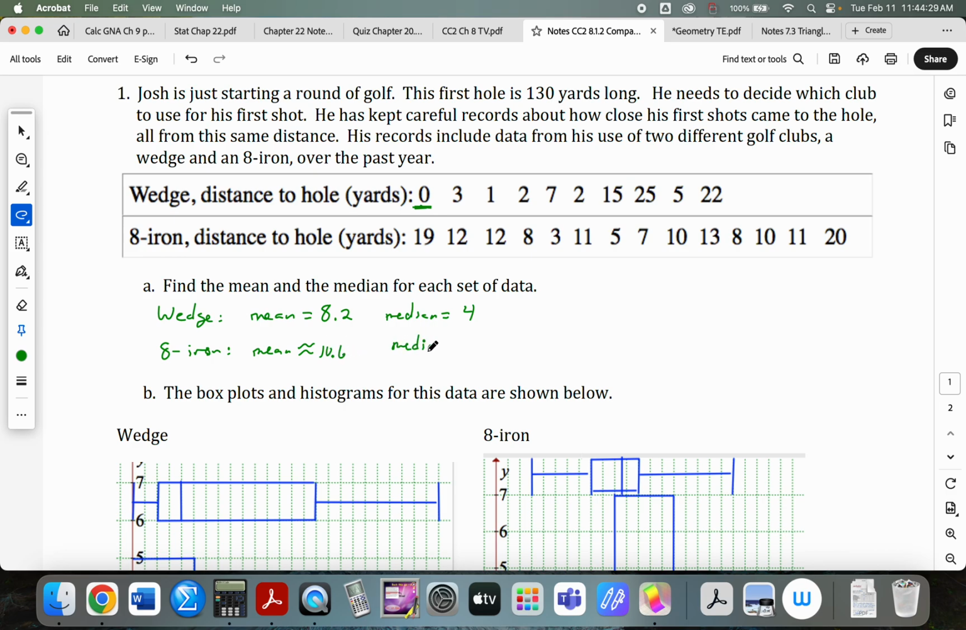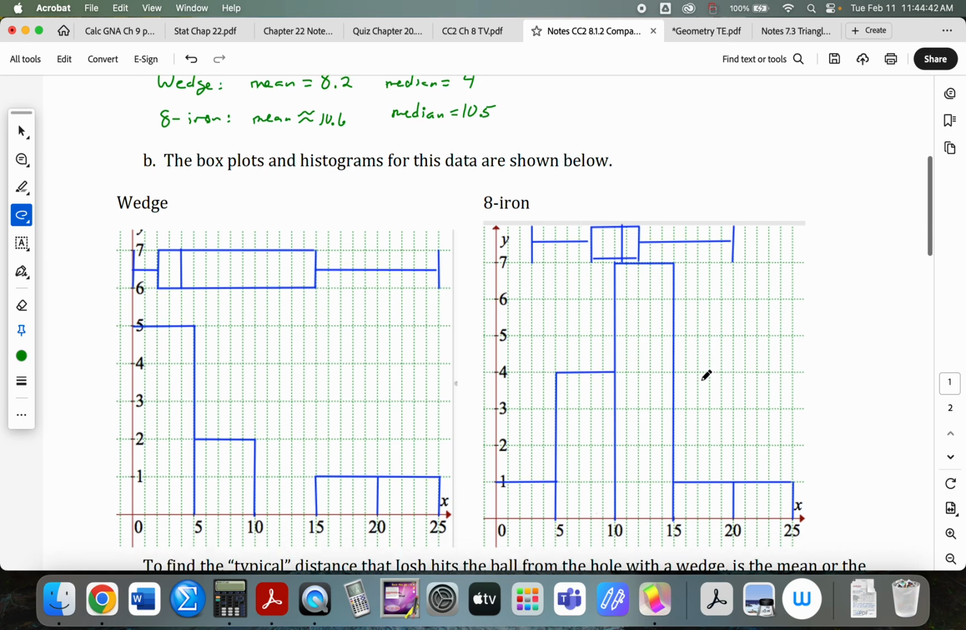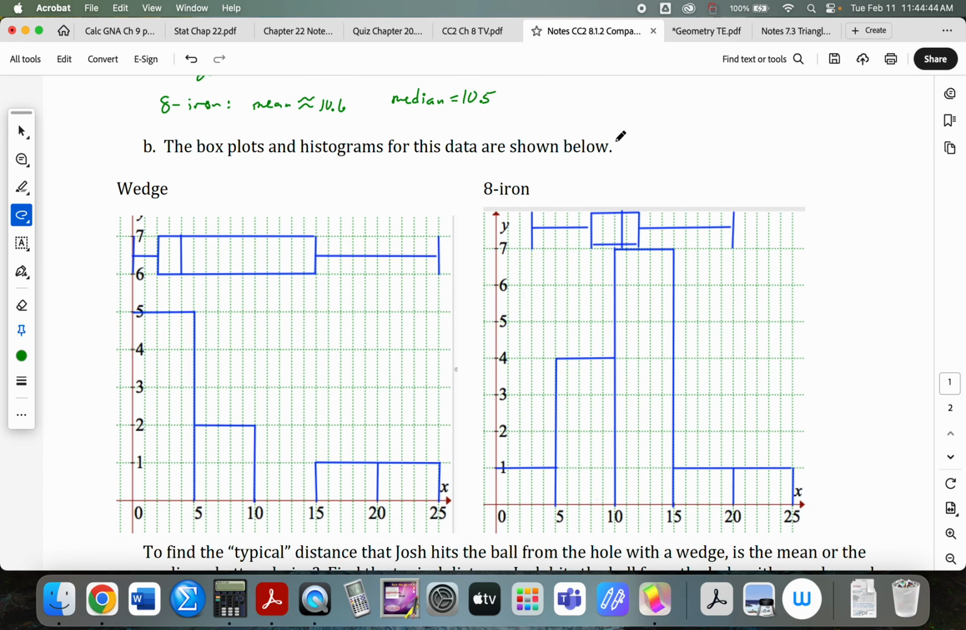All right, how about the median for that one? 10.5. I heard two 10.5s. Anyone disagree with 10.5? What did you get? All right. Well, fortunately, I've drawn the histogram and box plot for this. And the box plot clearly shows that it's not 10. I think 10 and a half is probably correct.